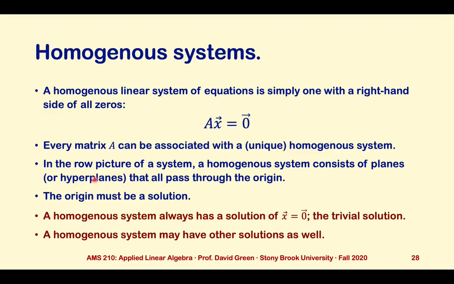We can also see this algebraically, as it's quite clear that if we put in a 0 vector here, this will solve this system. So every homogeneous system always has the solution of x equals 0. We often call this the trivial solution. But some homogeneous systems have more than simply the trivial solution. And we'll explore what that means in this lecture.